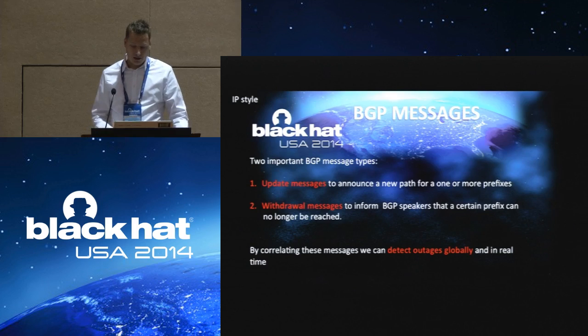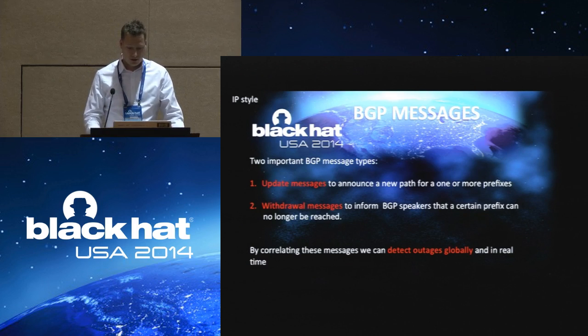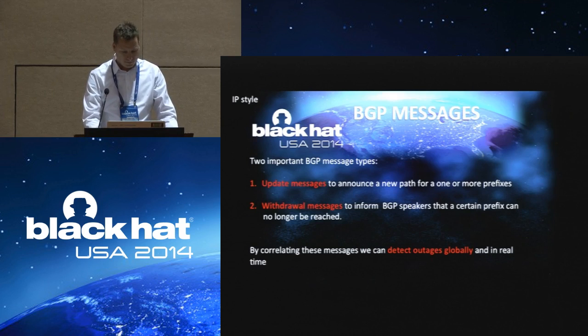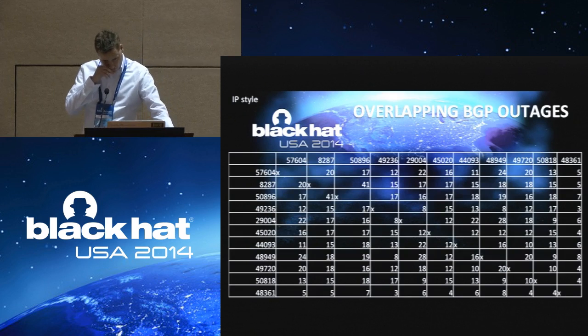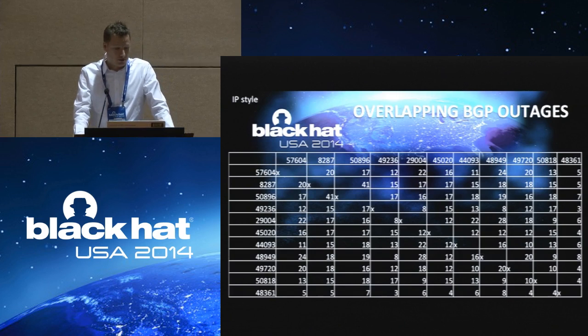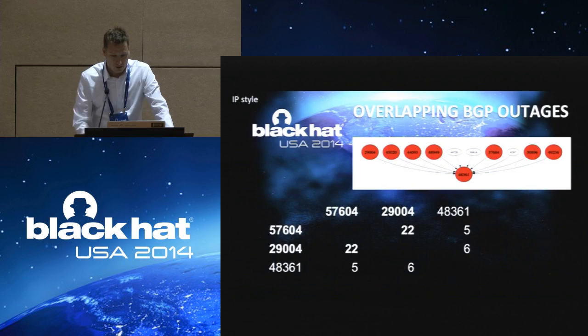We used that data to figure out if there were indeed any overlapping outages. And indeed there were. This is a big matrix with lots of numbers that you probably can't even read, but you can see that the numbers are high. It shows all the ASNs and how many overlapping outages there were. The number is high, which means there were a lot of overlapping outages. So let's zoom into 2 of them, or 3.